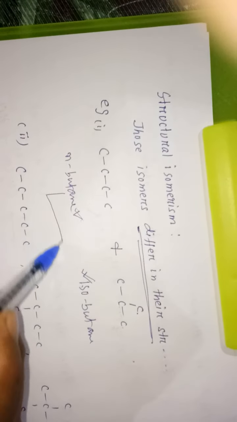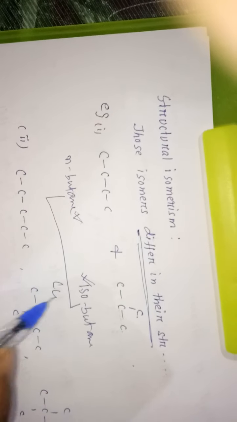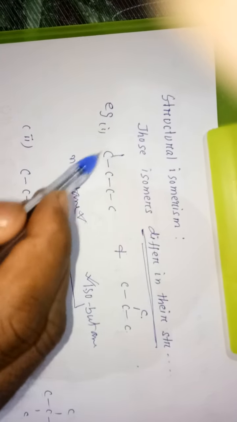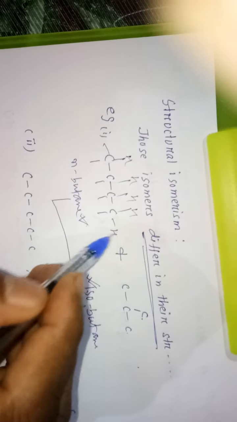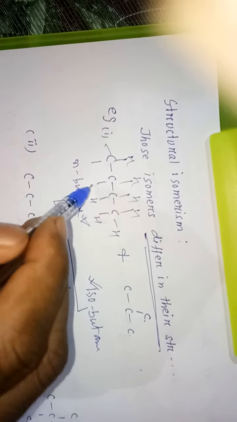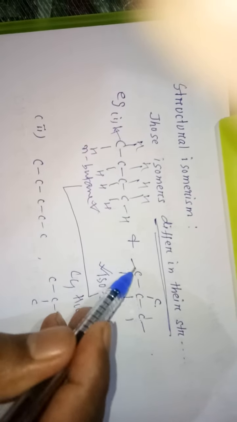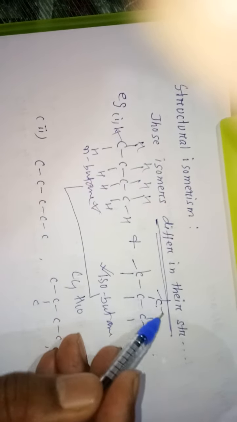If you count, how many carbon atoms are there in all of them? 4 carbon atoms. And if you draw the hydrogens, they are there like that. So hydrogen 1, 2, 3, 4, 5, 6, 7, 8, 9, 10 hydrogen. If you count the hydrogens here, I am just drawing the lines: 1, 2, 3, 4, 5, 6, 7, 8, 9, 10 hydrogen. So both of them contain 4 carbon and 10 hydrogen. They are your structural isomers.